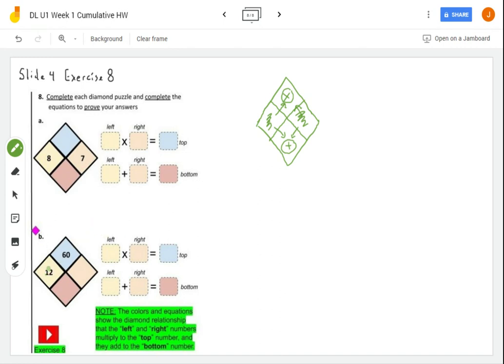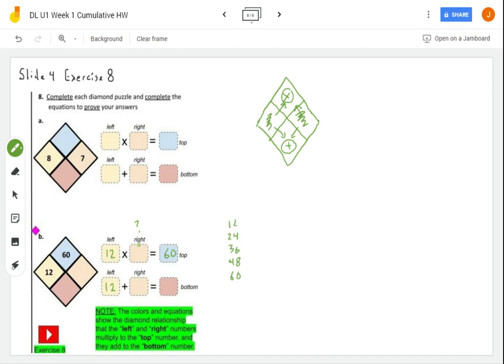We know that the left number is 12. And so I'm going to put 12 here in the equation and also here. We do not know the right number. So this is a question mark for us right now. But we do know that 12 times that number that we don't know yet equals the top, which in this case is 60. 60 is on top. So if I go by 12s, 12, 24, 36, 48, 60. All right, so 60.